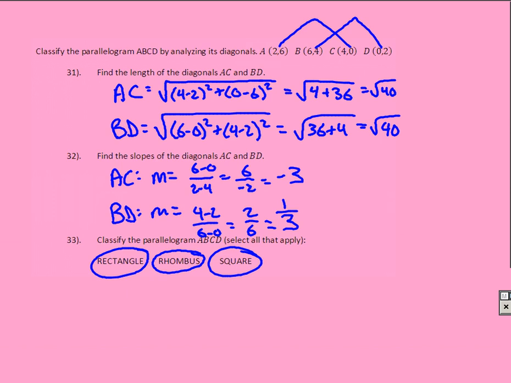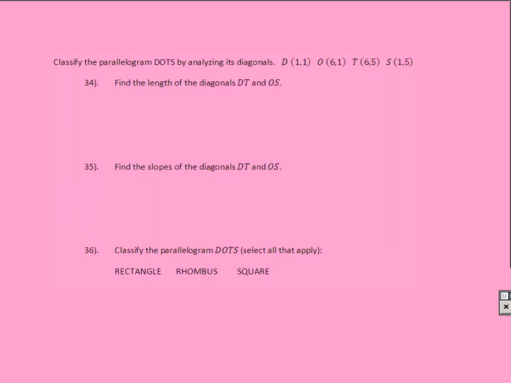And the last one, just make sure we have all this down pat. For these, finding the lengths, this should be number 35. We're going to have DT and OS, same thing. Figure out what those distances are. Then we're going to do a slope for DT, and a slope for OS as well.